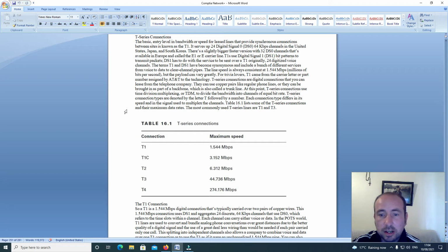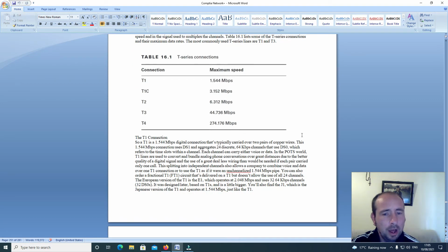T-series connections are digital connections that you can lease from the telephone company. They use copper pairs like regular phone lines, or they can be brought in as part of a backbone, which is also called a trunk line. T-series connections use time division multiplexing, or TDM, to divide the bandwidth into channels of equal bit rate. T-series connection types are denoted by the letter T followed by a number. Each connection type differs in its speed and in the signal used to multiplex the channels. Table 16.1 lists some of the T-series connections and their maximum data rates. The most commonly used T-series lines are T1 and T3.